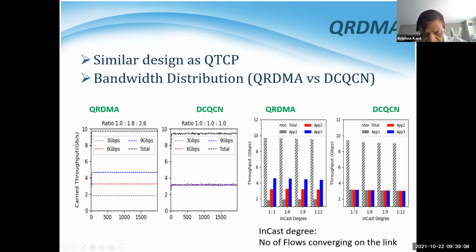And also, here it shows a behavior with respect to what happens when you have a whole bunch of flows directed at a single link. That's the in-cast degree. And we do well in terms of in-cast degree as well. You can see that different classes get different throughput regardless of the in-cast degree.